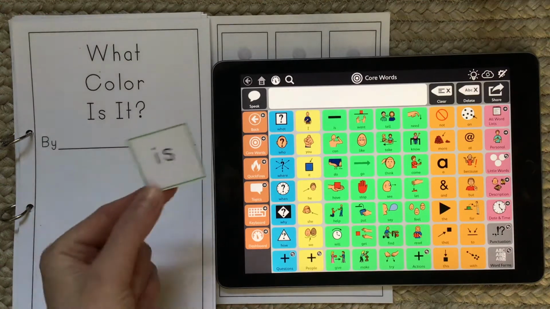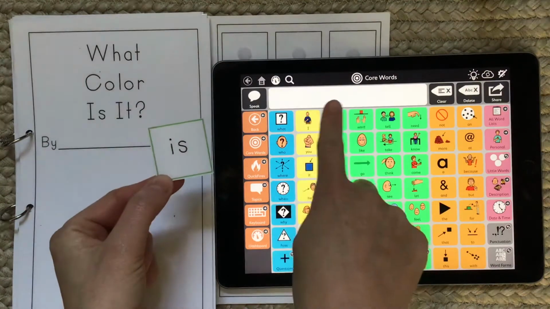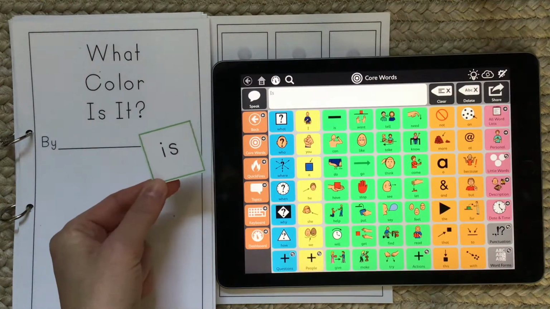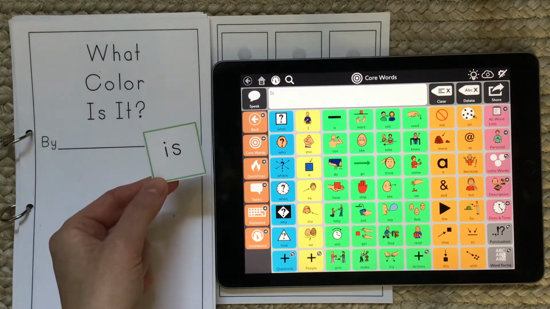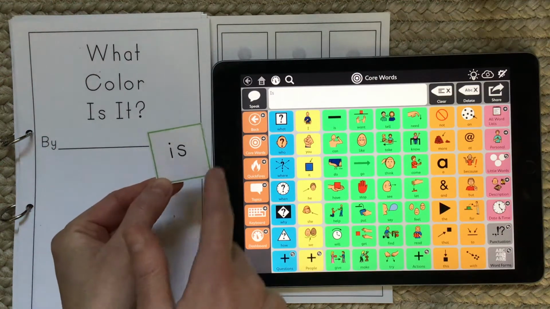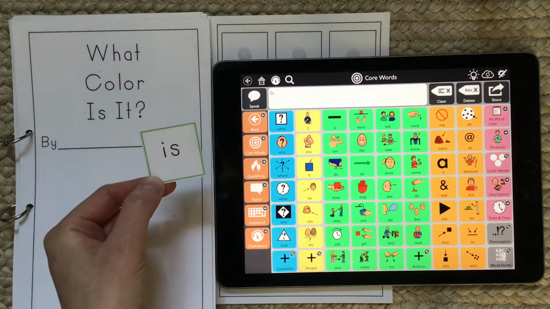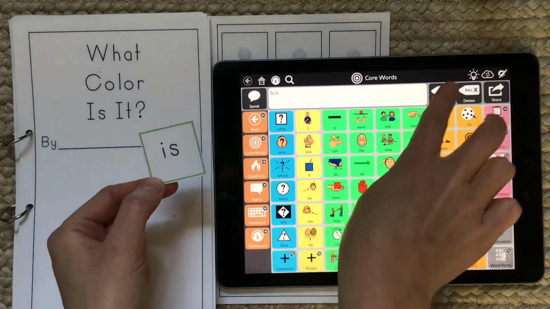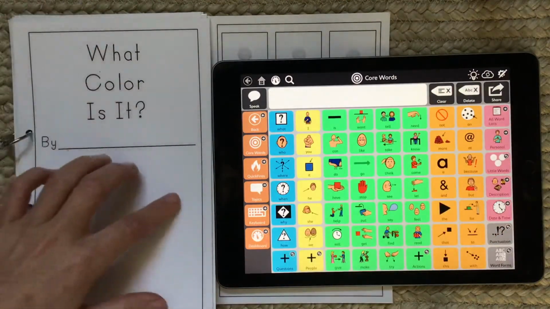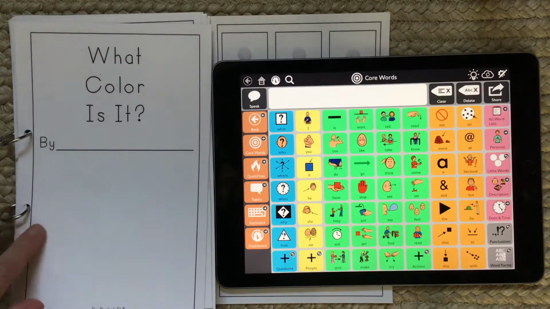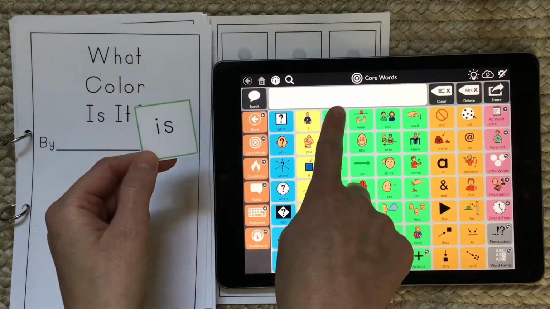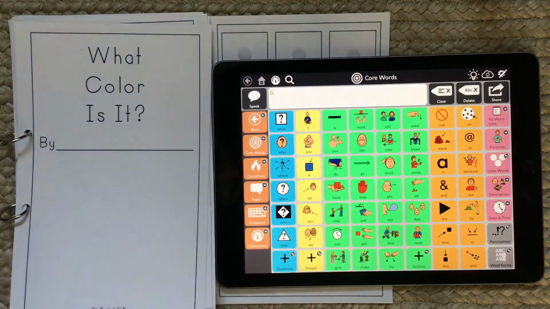And the main core word I will be focusing in on is the word "is." This word is repeated on every page, so let's take a minute to find where that word is located on the AAC system that you are using. "Is" is a verb, it's one of our green action words, and on this system, it's right here. The fun thing about these books is there's lots of other core words, so I'll be providing that aided language input, me saying the word and saying the word on the device at the same time, for lots of other core words too.